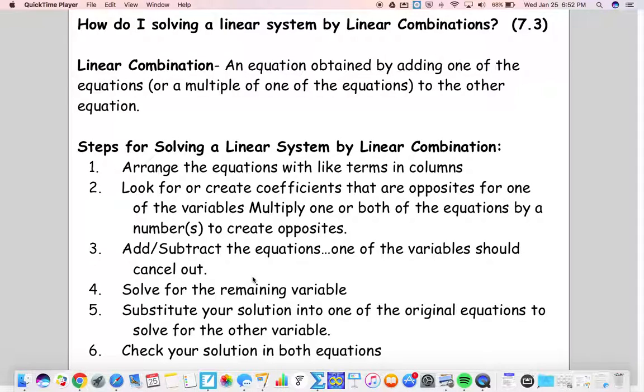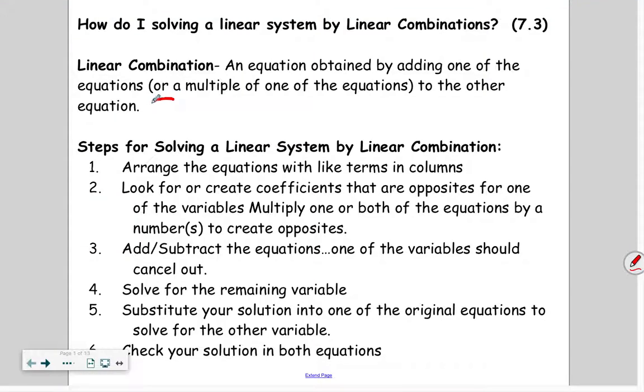or elimination. So a linear combination is an equation obtained by adding one of the equations, or a multiple of one of the equations, to the other equation. The most common term for this is elimination. As you will see shortly here, we'll be eliminating one of the two variables. So here are our steps, and instead of reading through them, I'm going to do an example with you as we use these steps.